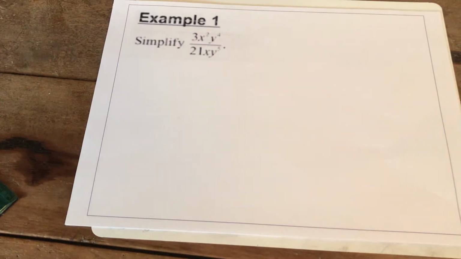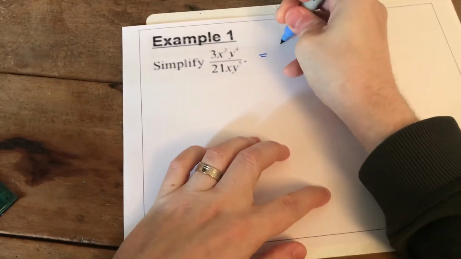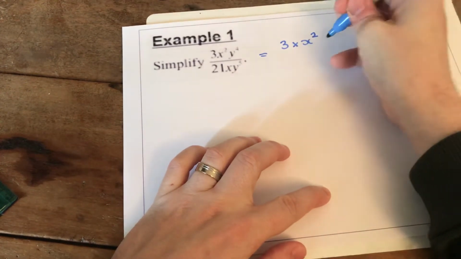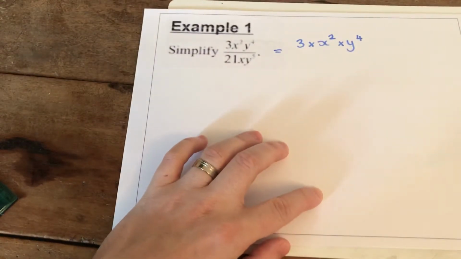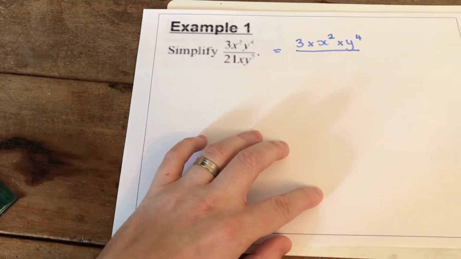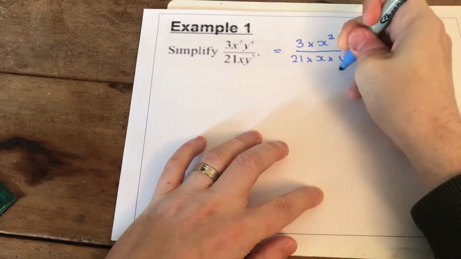We simplify algebraic fractions the same way that we simplify normal fractions, and that is we look for factors that are in both the denominator and the numerator. So for this problem here, I'm going to set this out and break this down into multiplication. So we have 3 times x squared, and then we have multiplied by y to the power of 4. Okay, we then have 21 x y to the power of 5.